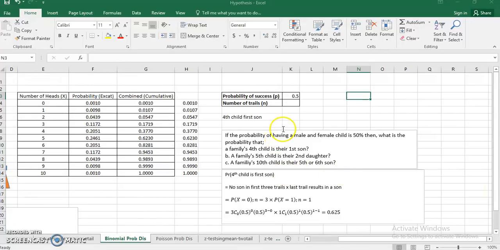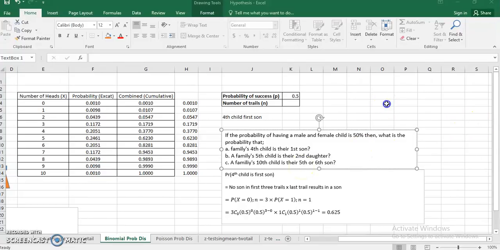In this, the question here is, if the probability of having a male and female child is 50%, then what is the probability that a family's fourth child is their first son, a family's fifth child is their second daughter, a family's 10th child is their fifth or sixth son. So these are the three problems which are to be solved, and the probability of having a male or female child is 50%. So these are the questions that need to be answered.